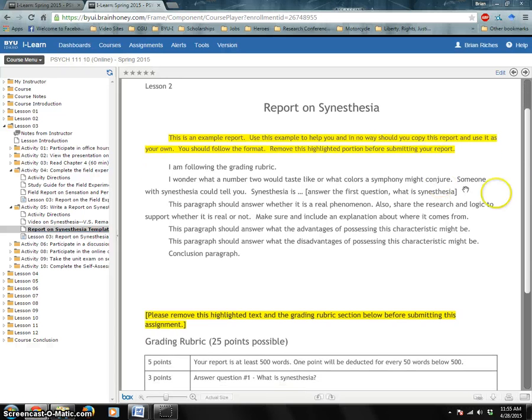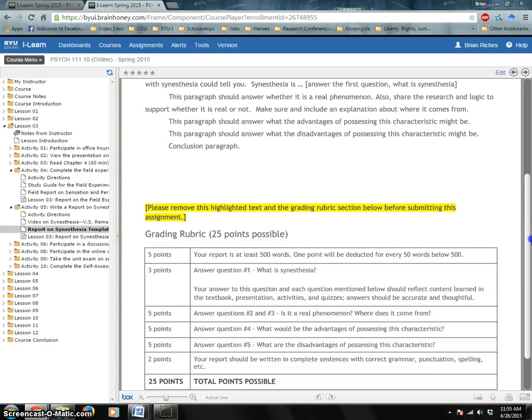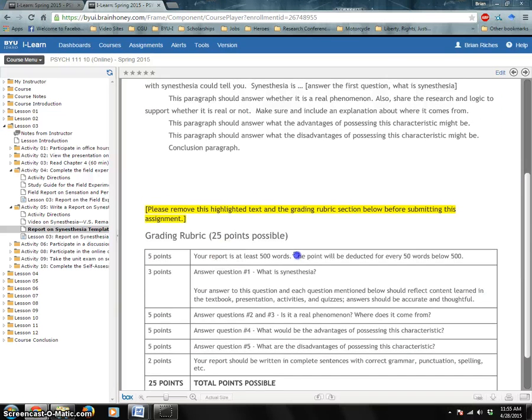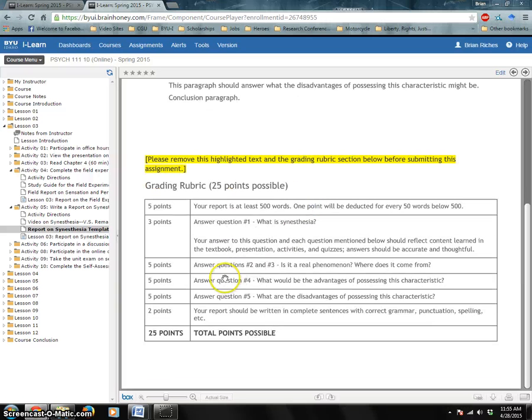So here is the example report. This is obviously super short. This is not what I'm looking for. You can see here your report should be at least 500 words. You should be answering these questions in your report.